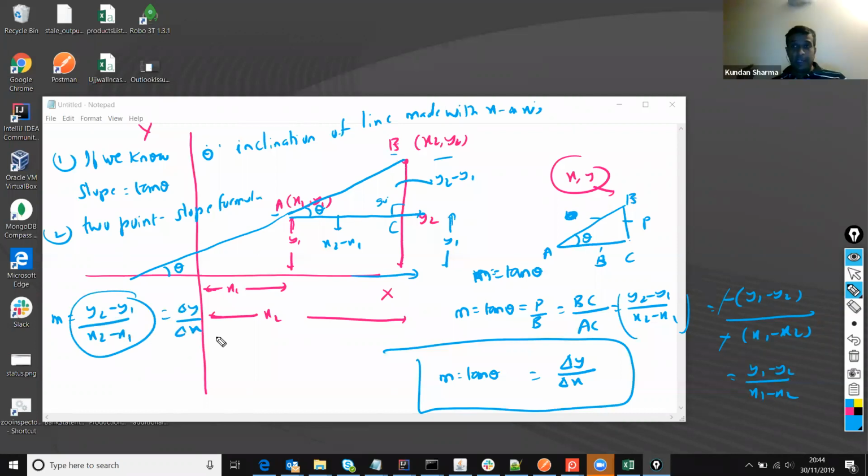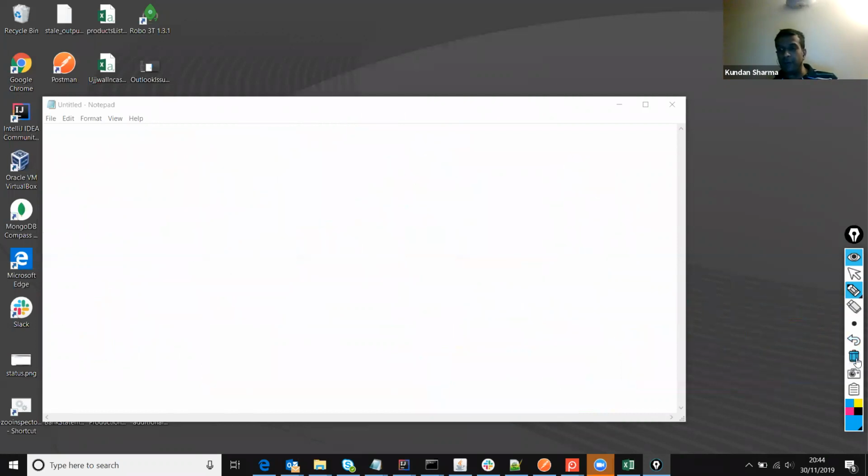So that means there are 2 ways to find out the slope of a line. The first formula: if you know the angle made by the line with the x-axis, you can straight away find the value of tan theta. And the second way is that you have to know any 2 given fixed points on the line. If you know 2 points, then you can find out the slope, right? This is called the 2-point slope formula. We'll take an example of how to solve this.